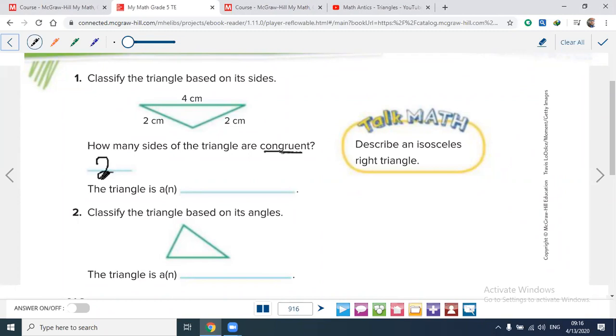Okay, so if I have 2 sides that are congruent, what kind of triangle will it be? A triangle that has 2 equal sides will be what? Well, its name. Come back to page 915 to see the type of triangle that has 2 sides equal. It is called what?